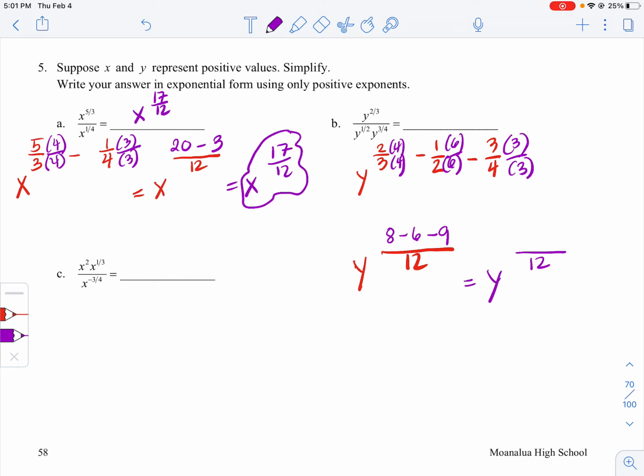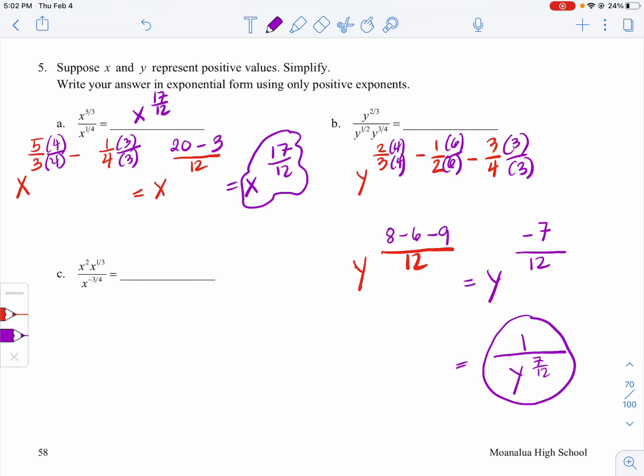Oh, but you have a y to the power of a negative 7 over 12, and our instruction here is that we are only going to get positive exponents. And we have learned before that whenever we have a negative exponent, we put that whole entire thing at the bottom and we put 1 on the top.